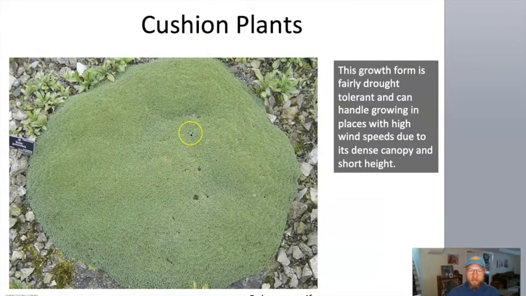It kind of looks like the top of a pincushion. It's a really dense canopy and grows in a rounded mound format, and they can be fairly small like this, or they can be a meter or so in diameter, so they can get quite large. These plants tend to be really drought tolerant, and they can handle growing in places of really high wind speeds just because of their low growth form and compact canopy.